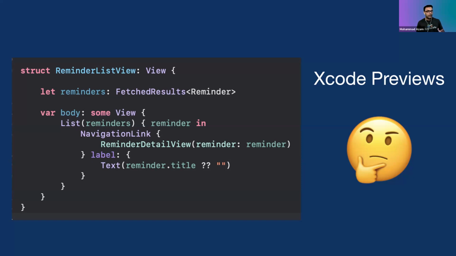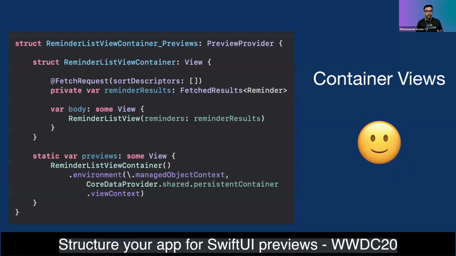But since reminders is a fetch result, the only way you can pass in the reminders is using a fetch request. So the way to do this is to create a container view. Again, this is shown in Structure Your App for SwiftUI Previews in WWDC 2020. You can create container views. The container view is called ReminderListViewContainer, and that has a fetch request, and now you can preview that. So container views come in really handy when you are trying to build something related to Core Data, because the container can have the fetch request, and then you can pass it down to the child view, which in this case is my main view, ReminderListView.